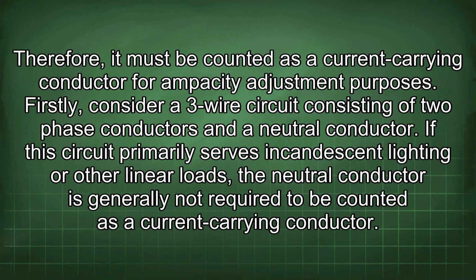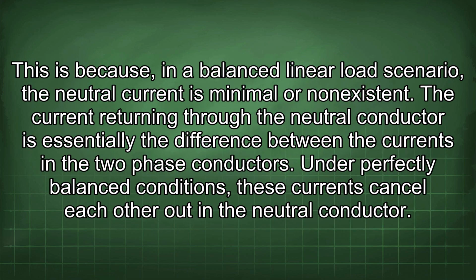Firstly, consider a 3-wire circuit consisting of 2 phase conductors and a neutral conductor. If this circuit primarily serves incandescent lighting or other linear loads, the neutral conductor is generally not required to be counted as a current-carrying conductor. This is because, in a balanced linear load scenario, the neutral current is minimal or non-existent. The current returning through the neutral conductor is essentially the difference between the currents in the 2 phase conductors. Under perfectly balanced conditions, these currents cancel each other out in the neutral conductor.